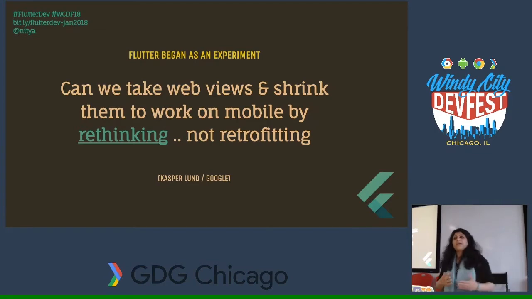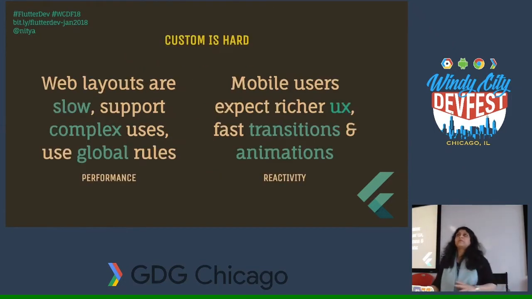So what they kind of looked at was, can we take the lessons we've learned from web views? Can we take the good stuff in there and figure out how to shrink it to work on mobile, but do it not by like retrofitting, not by taking it and stuffing it into that platform, but really thinking, how do we take the concepts and tailor it to work with the mobile architecture the way it was intended? That was their big goal. Casper Lund's talk is amazing. You should go check it out.